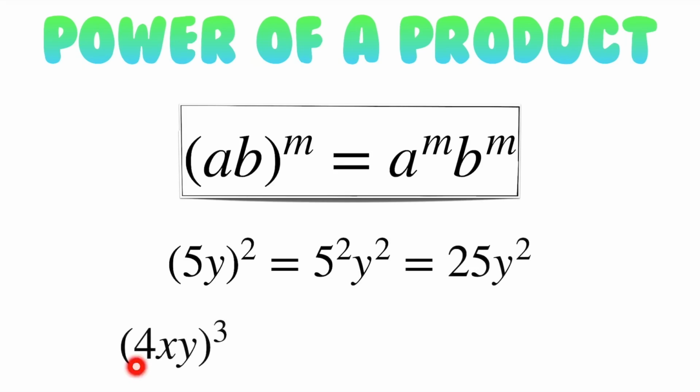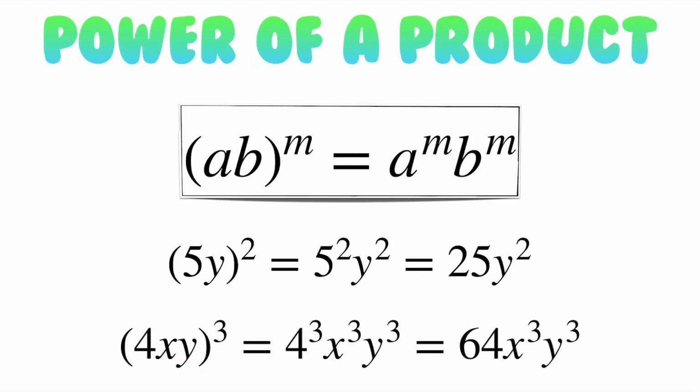Likewise, if you have (4xy) all cubed, this cubed can distribute to each of the parts, so you get 4 cubed x cubed y cubed, which is 64x cubed y cubed.